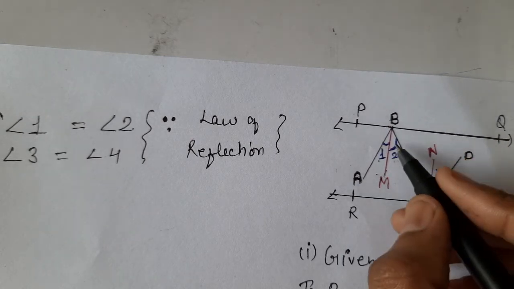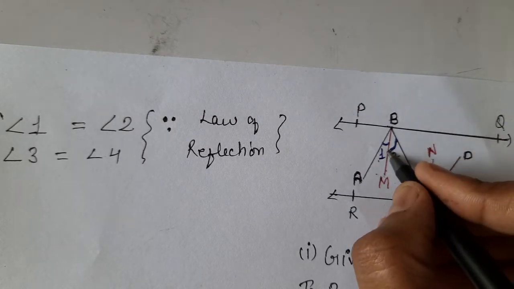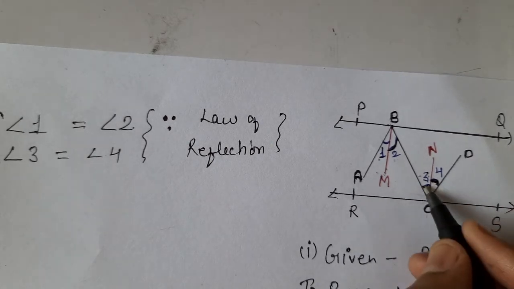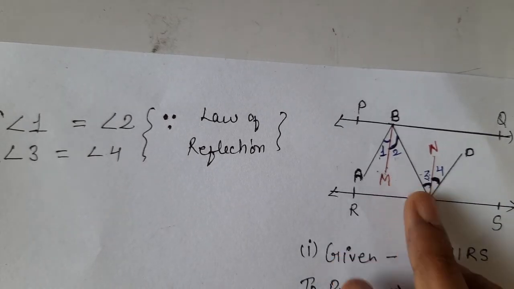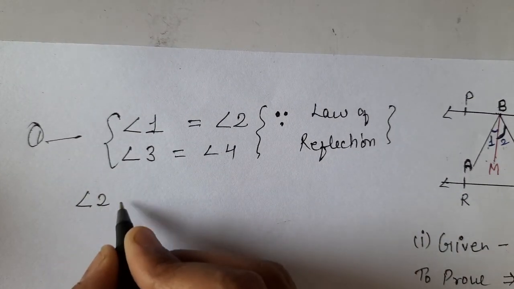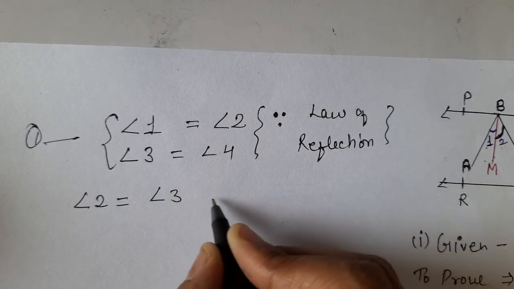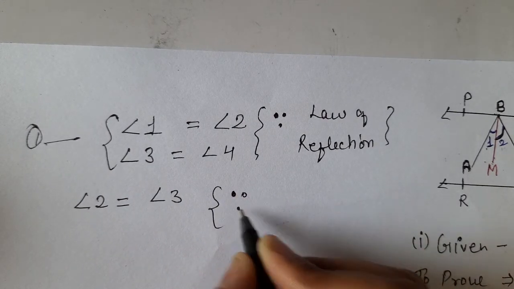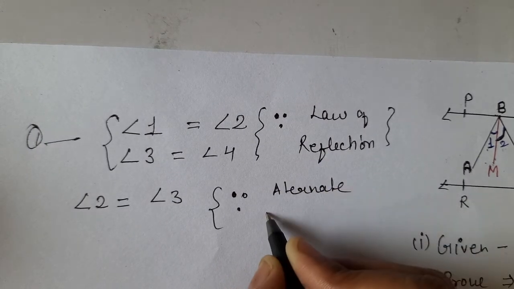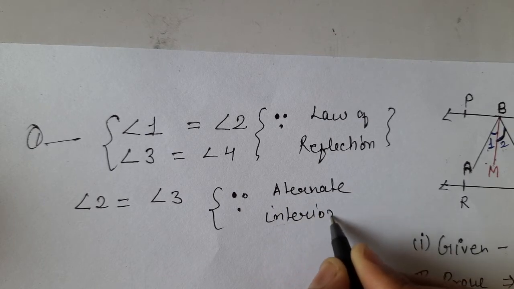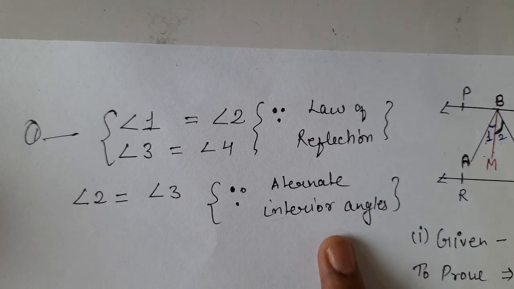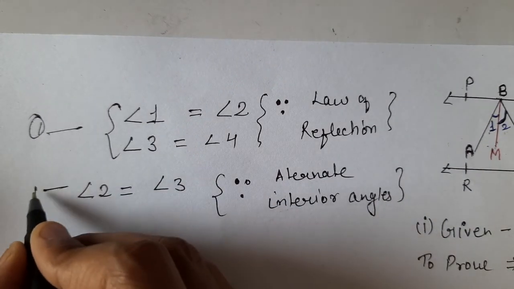So we can see that here angle 2 and angle 3 are alternate interior angles of parallel lines. So angle 2 is equal to angle 3. What is the reason they are equal? Because alternate interior angles of two parallel lines are equal. Then we take this as equation 2.